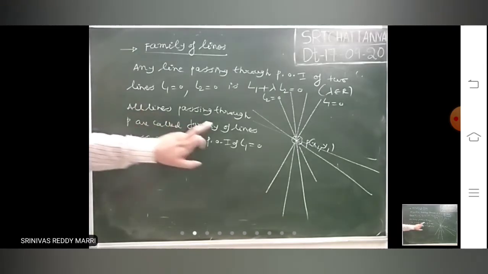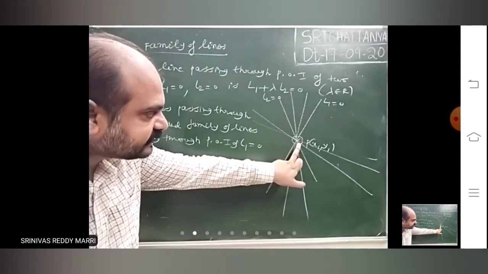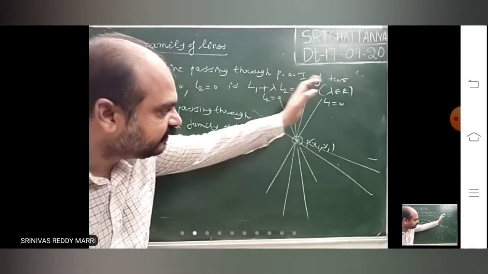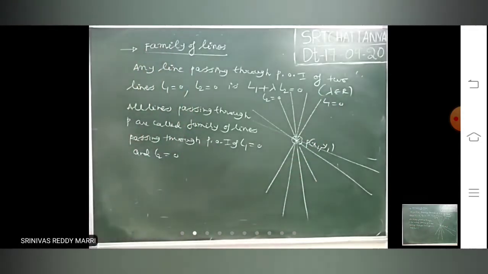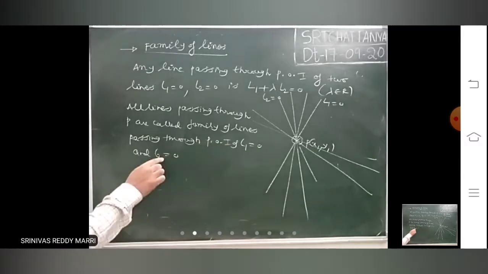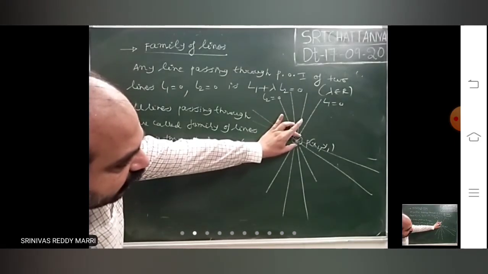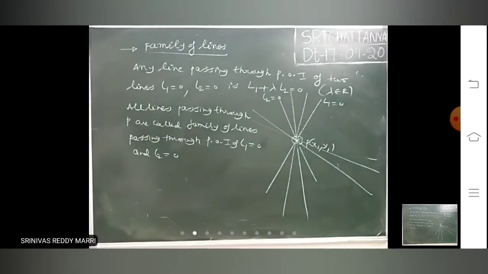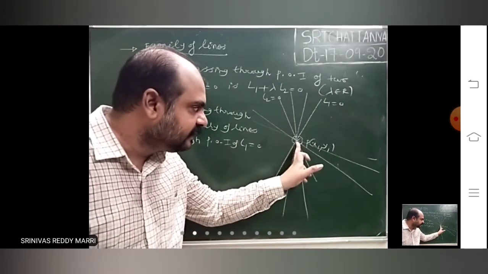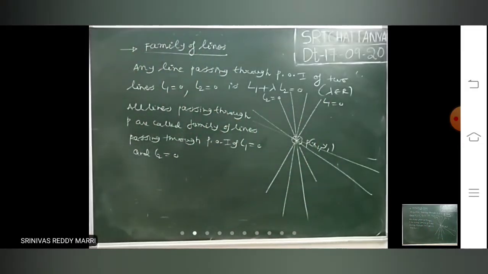Right? So two lines intersect at a point. Passing through this point of intersection, there will be infinite lines. All these lines are called the family of lines passing through the point of intersection of L1 equal to 0 and L2 equal to 0. All these lines are concurrent at P. Clearly, they are meeting at P. This is the point of concurrency of the family of lines.